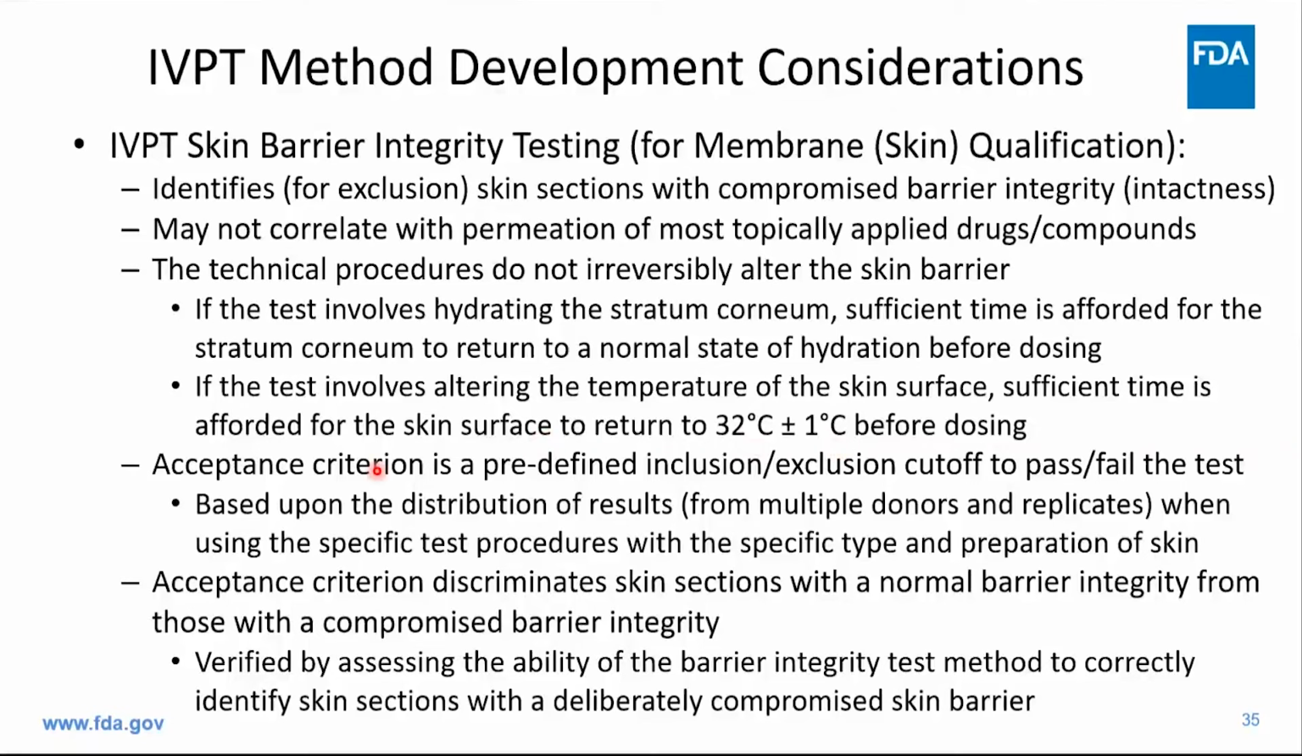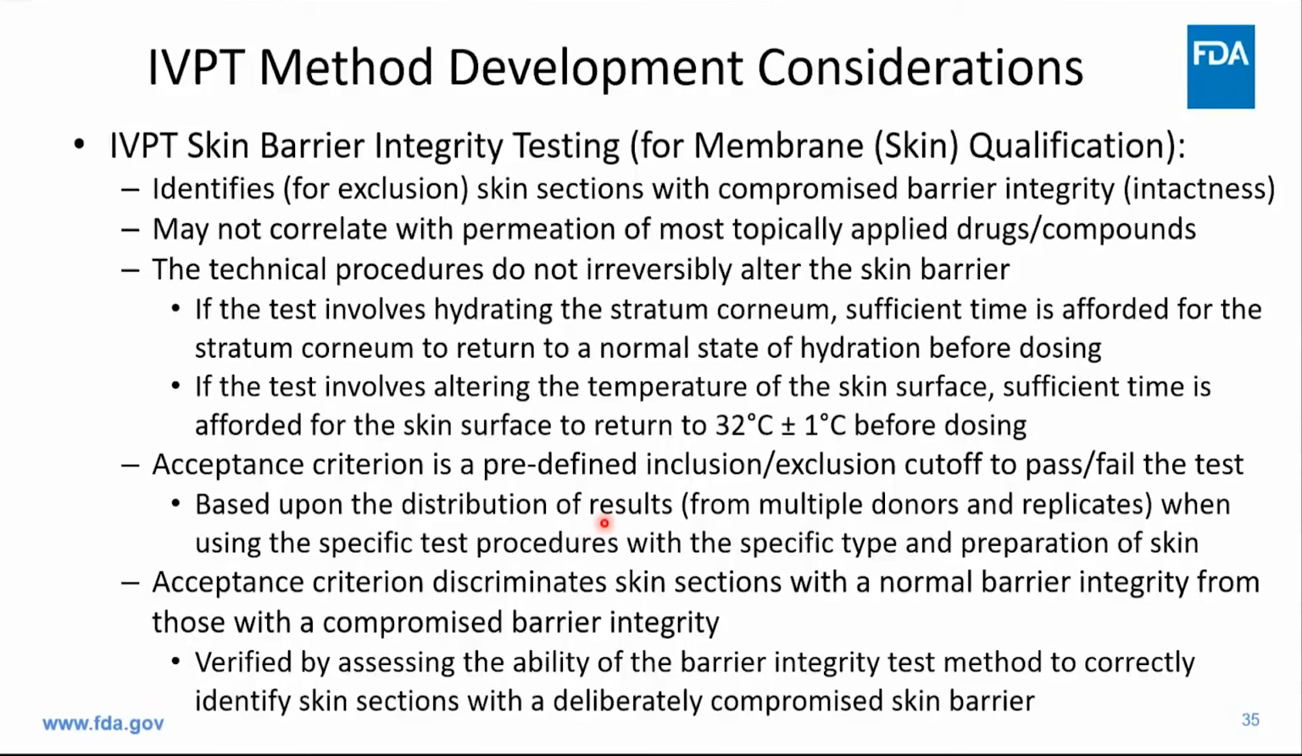In terms of what's an acceptable cutoff, the acceptance criteria for including or excluding, or passing or failing, the barrier integrity test can be set by looking at the particular methodology used in a given lab and at the distribution of results from multiple donors with multiple replicates. You can get a sense of the normal distribution, the normal range in that population, and where you think there's a cutoff that represents an abnormal water flux as measured by your test. That can then be used to say, this is the point I'm going to use as a cutoff. Everything below this, I think, is intact and normal skin.